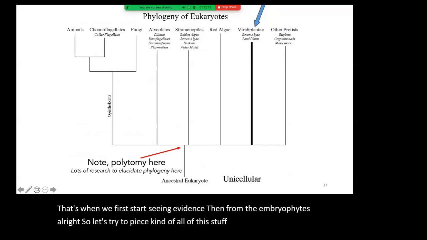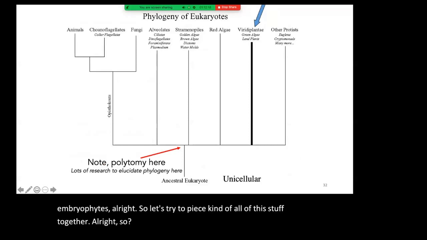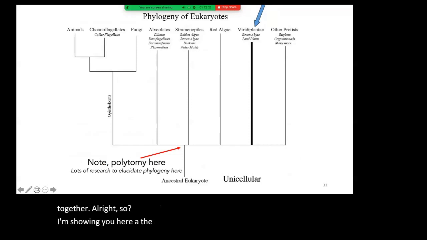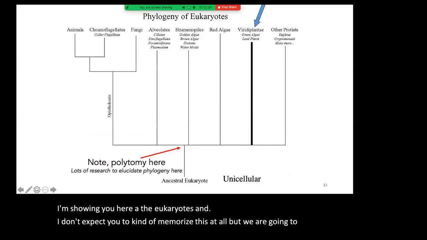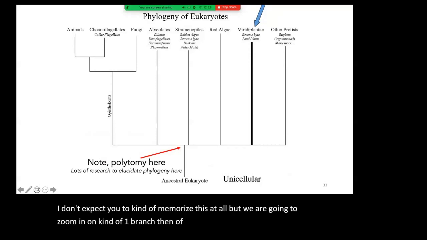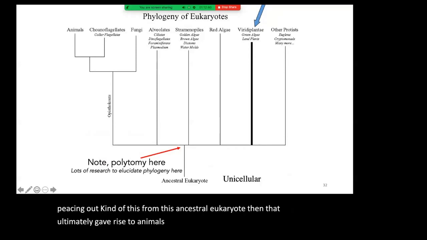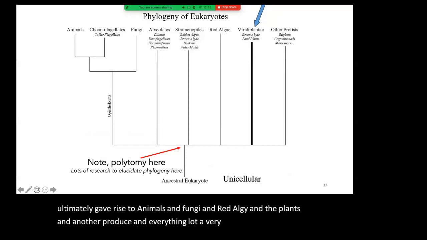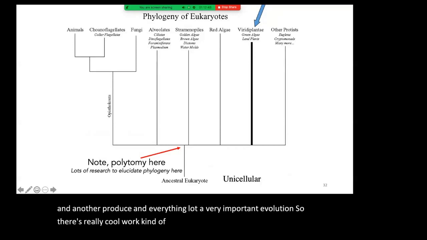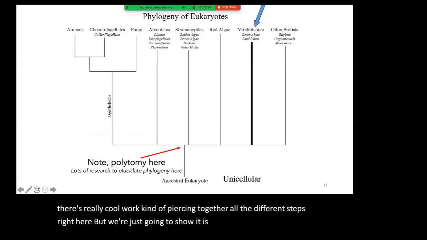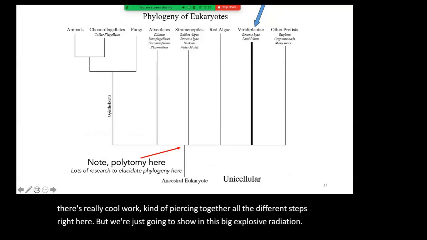All right, so I'm showing you here a phylogeny of the eukaryotes, and I don't expect you to memorize this at all, but we are going to zoom in on one branch of the eukaryotes. And I also want to note this big polytomy here. There's been a lot of work piecing out this ancestral eukaryote that ultimately gave rise to animals and fungi and red algae and the plants and other protists and everything. A lot of very important evolution. So there's really cool work piecing together all the different steps right here. But we're just going to show it as this big explosive radiation in terms of this polytomy.